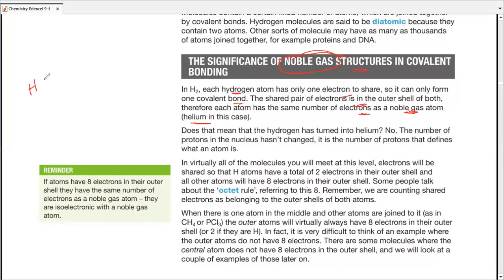So both hydrogens tend to form a covalent bond because then both of the hydrogens will consider that they have two electrons each. And two electrons is actually the noble gas configuration of helium. So both hydrogen atoms become stable because they have the electronic configuration of helium gas. Okay. So every element is going to do the same.